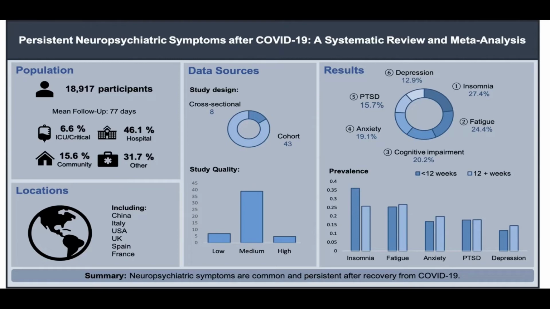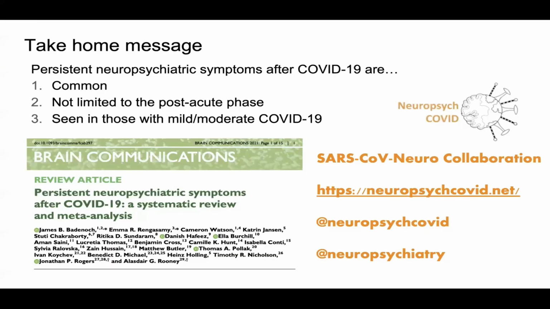And furthermore, no significant difference in symptom persistence was found according to COVID disease severity, and proxies for disease severity were being hospitalized or requiring critical care admission. So the key points I'd like to draw out are that persistent neuropsychiatric symptoms after COVID are common, they're not limited to that initial post-acute phase, and they're also seen in those with more mild or moderate disease.